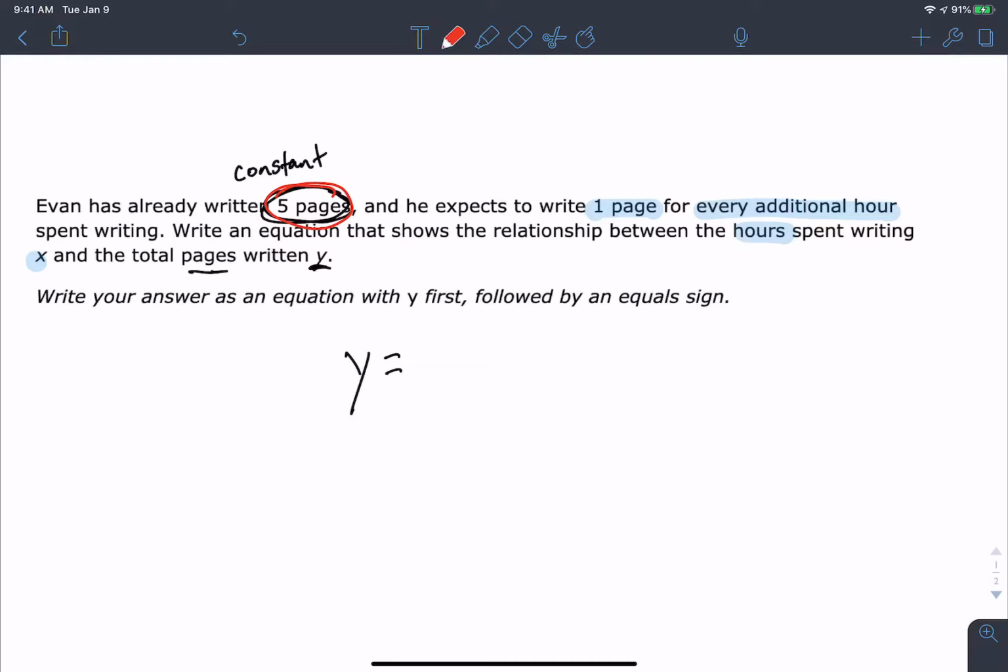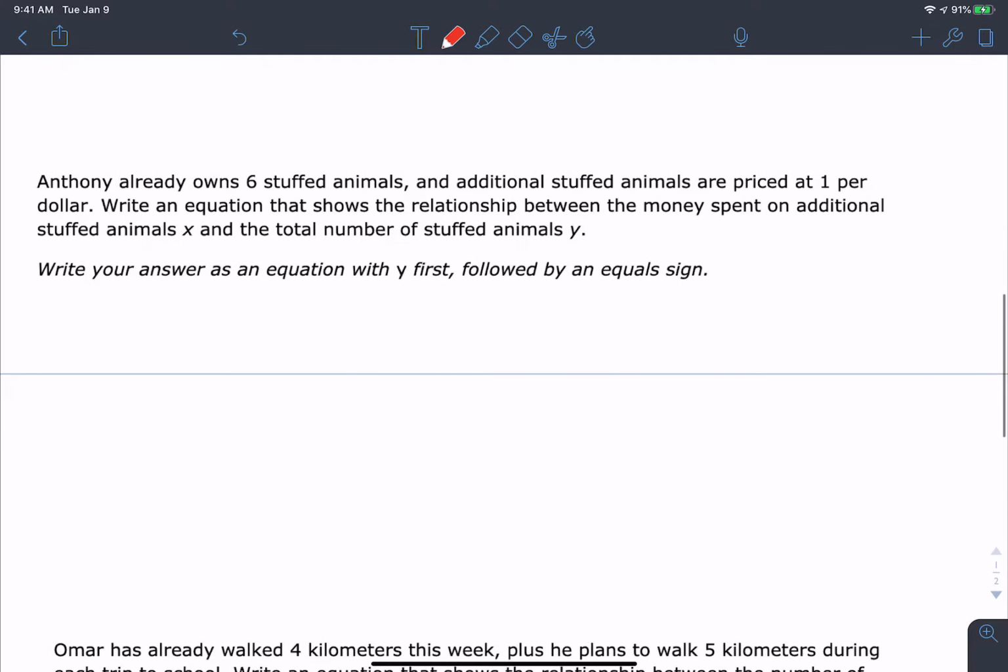We don't know how many hours. That's what it's saying. We don't know how many hours. But we know it's 1 page per hour. So that means 1 page for every hour, but he already has the 5 done, so plus 5. So hopefully that will help you break down these word problems. All right, let's do another one here.